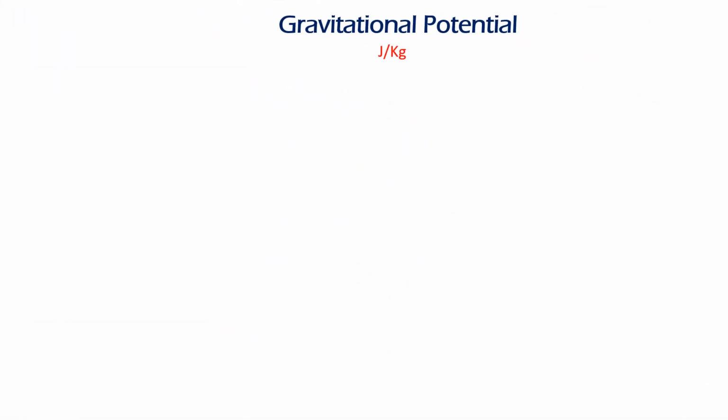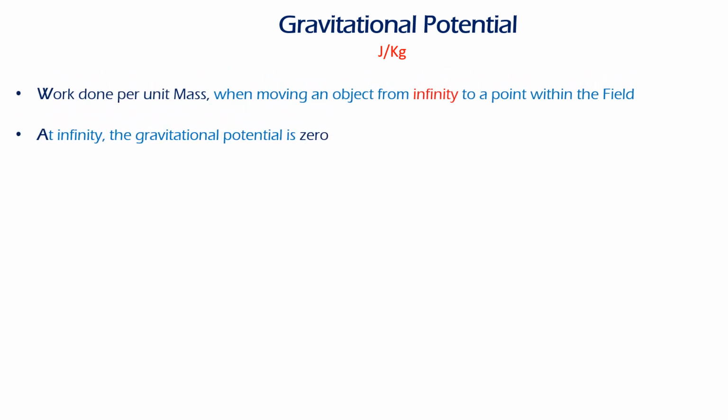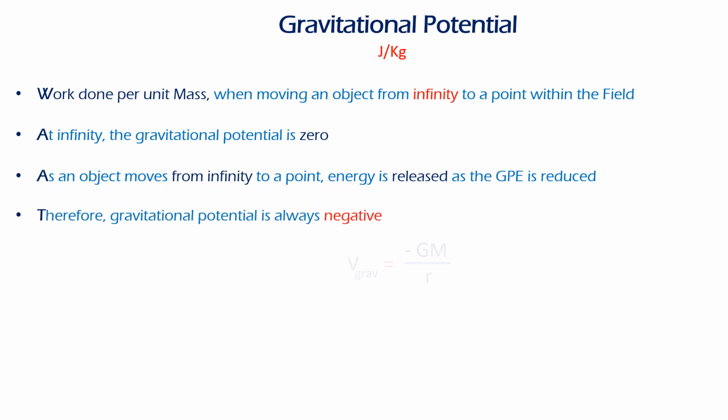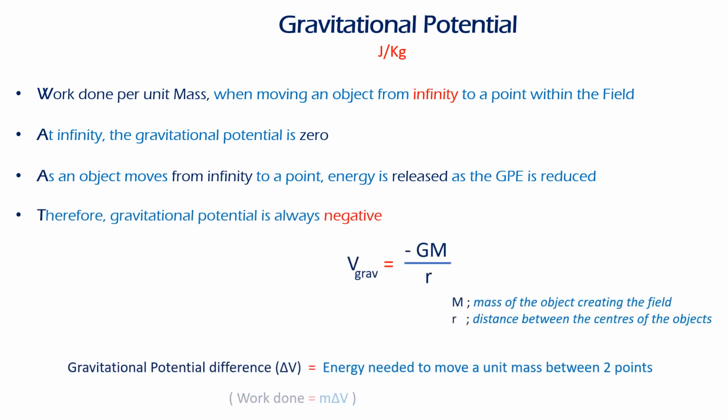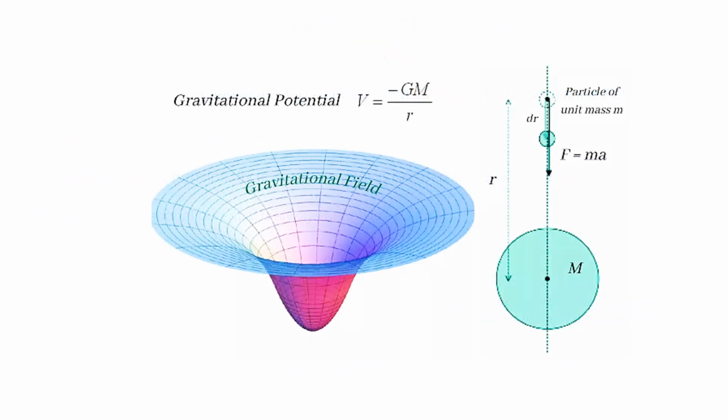The gravitational potential is defined as the work done per unit mass when you move an object from infinity to a point within the gravitational field. At infinity, the gravitational potential is defined as 0, and when an object moves from infinity to that point, the energy is released as it reduces the GPE. Therefore, the gravitational potential is always negative. It's defined as minus G times the mass of the object divided by the distance between the centers of two objects. And the gravitational potential difference can be defined as the energy needed to move a unit mass between 2 points.